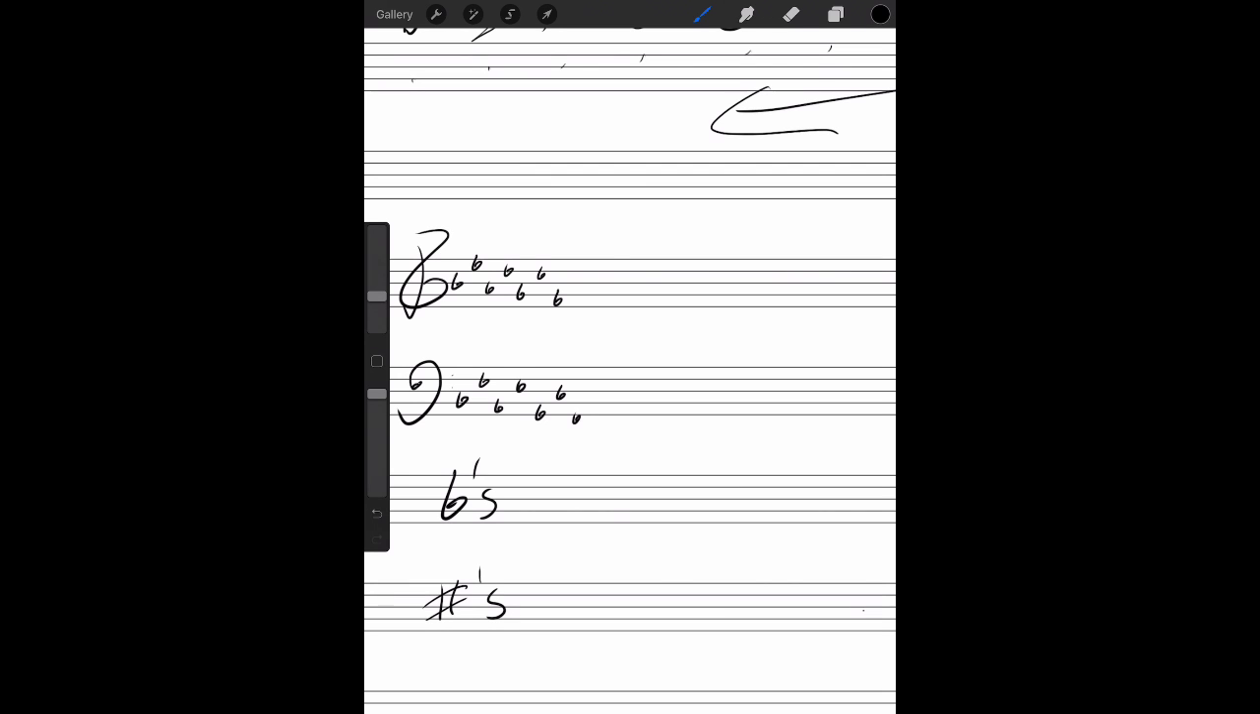Things to remember, everybody. Flats versus sharps: B, E, A, D, G, C, F, those are all flats. And for the sharps, F, C, G, D, A, E, B. Remember the order, whatever you got to do. Flashcards, memorization, however you best remember things, remember those orders and remember the placement on the staff for both treble clef and bass clef.